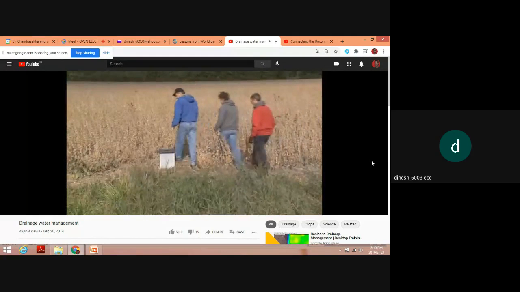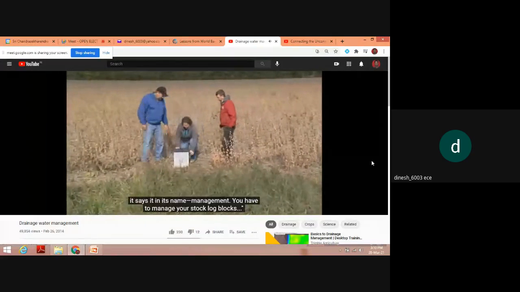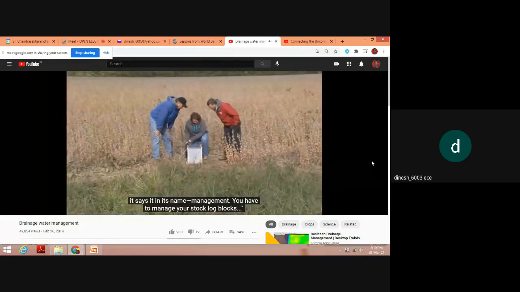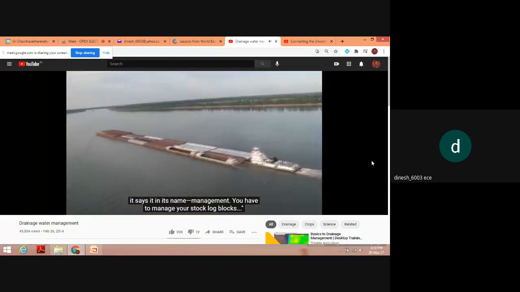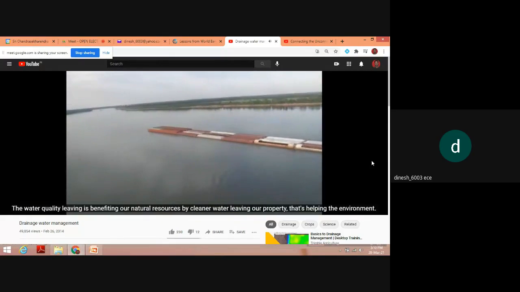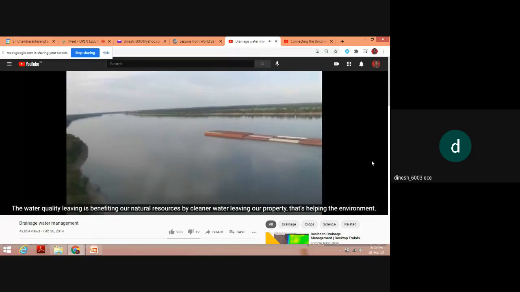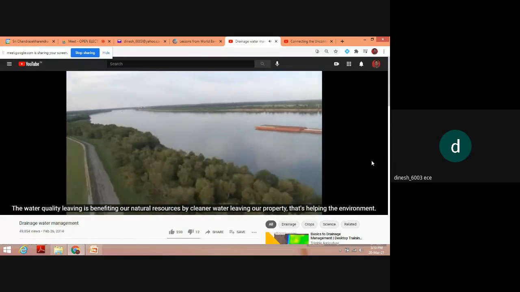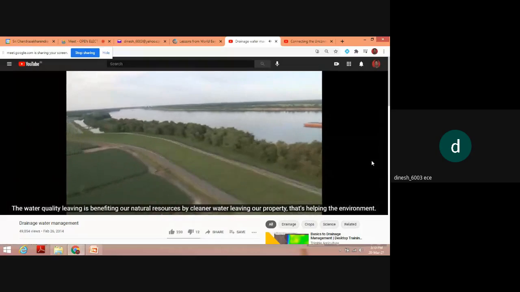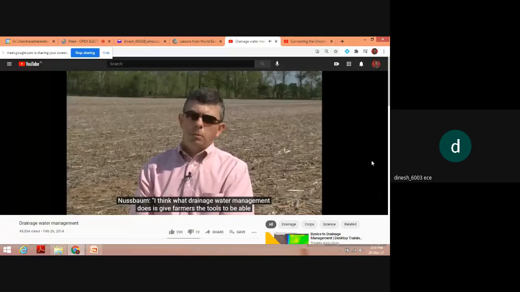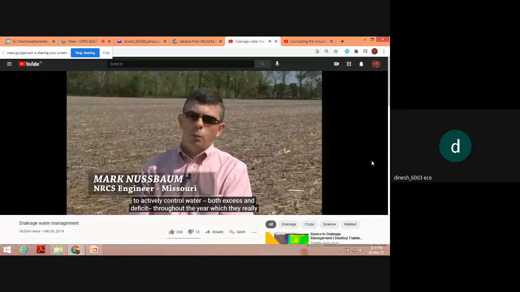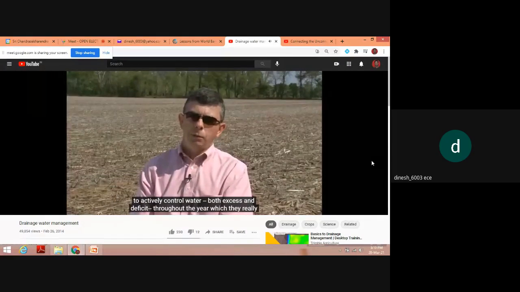Drainage water management says it in its name: management. You have to manage your stop log blocks. The water quality leaving benefits our natural resources, with cleaner water leaving our property, thus helping the environment. I think what drainage water management does is give farmers the tools to be able to actively control water, both excess and deficit, throughout the year, which they really never had before. So it brings a whole new level of management capability to their operation.